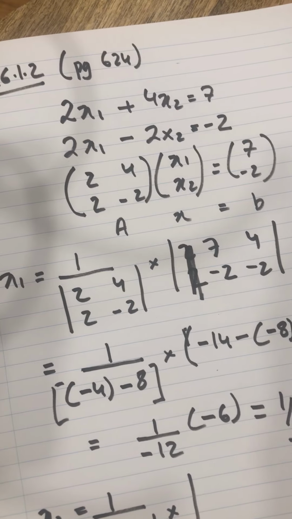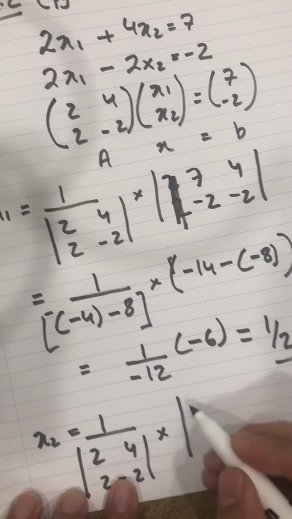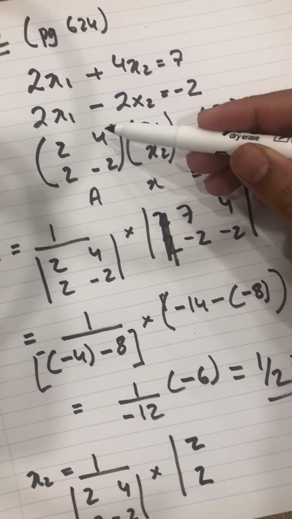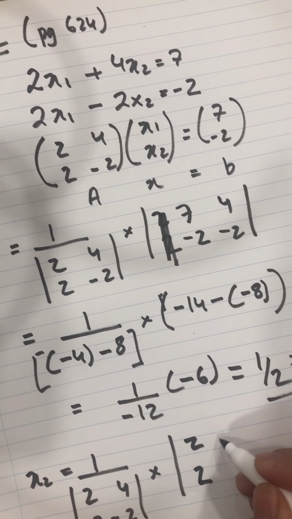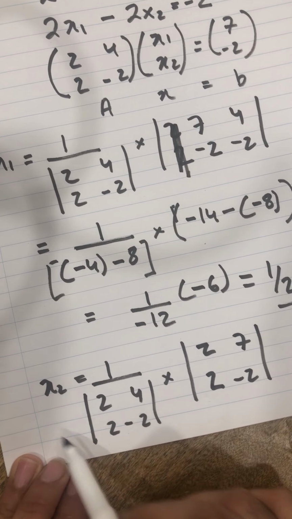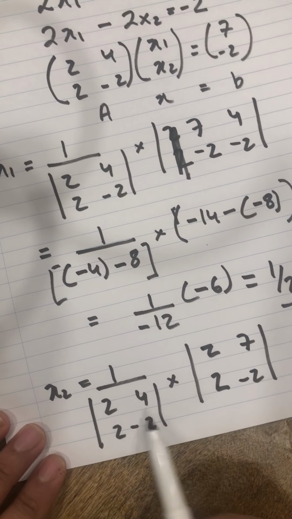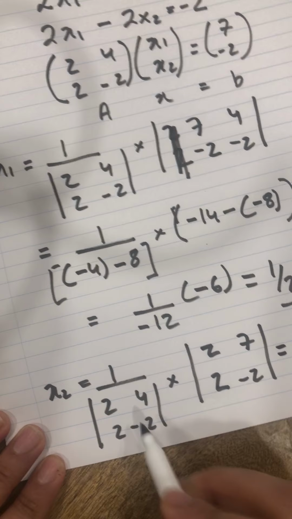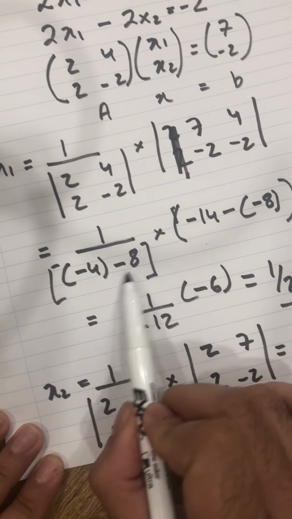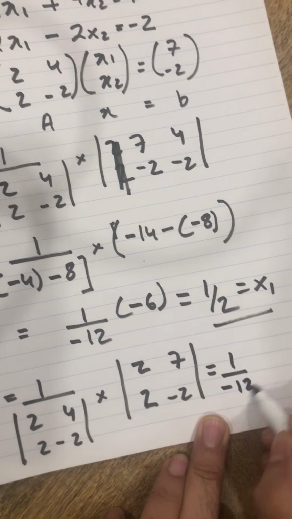Since this is x2, you keep the first column the same, so it's 2 and 2. But now you replace the second column with 7, minus 2. Now if you do this math, it is going to give you the solution of x2. Notice that I already calculated the determinant of A, so I don't need to do it twice. What was the determinant of A? It was minus 12. So I can write 1 by minus 12.